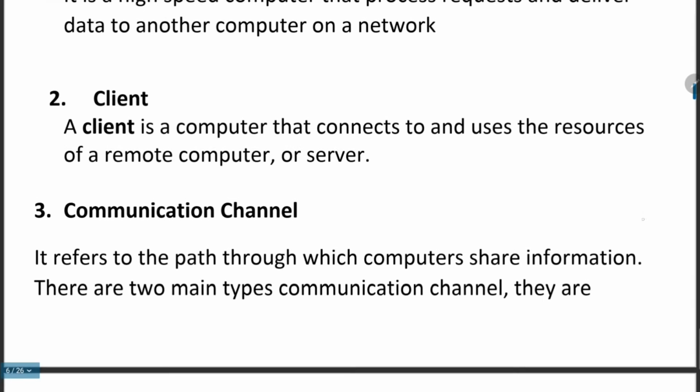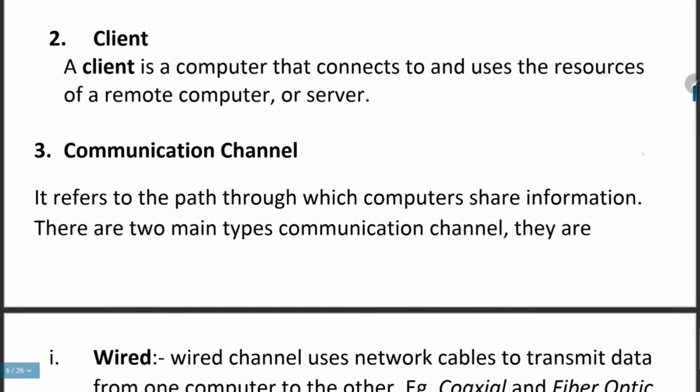Now, the next thing that I would like us to take a look at is the communication channel. On a network, the path through which computers exchange information is what we call a communication channel. It is also known as a communication medium. It is the path through which computers share information. Now, there are two main types of communication channel.